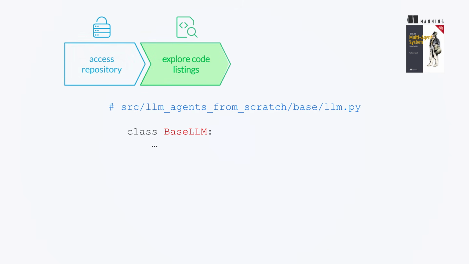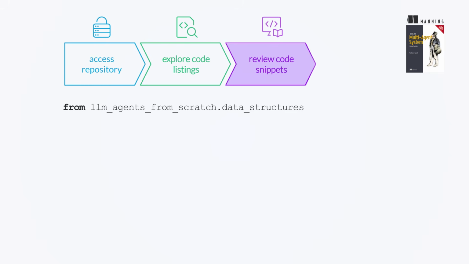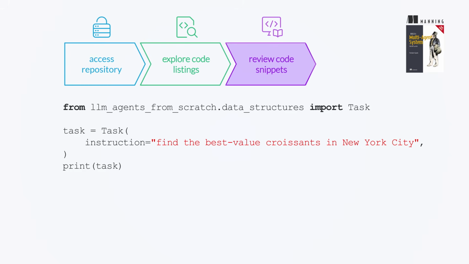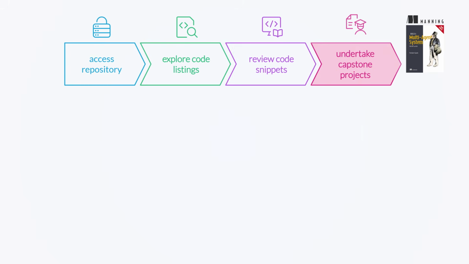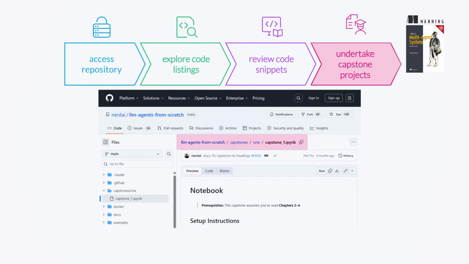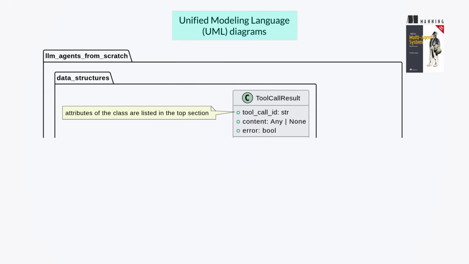The repository is built for hands-on learning. Code listings are framework source code. Code snippets are usage examples collected in notebooks. Additional examples and capstone projects guide you through extending the framework into larger production-scale scenarios. UML diagrams bring clarity to implementation plans.